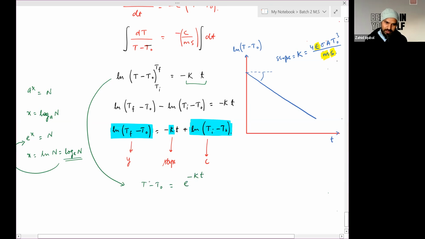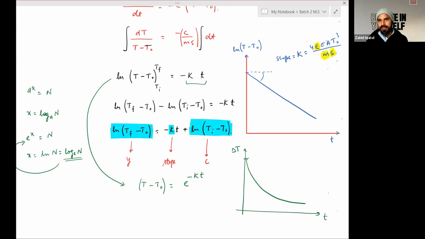So the graph of this particular function, temperature difference with time, will be exponentially decreasing like this. You'll be asked what would be the nature of the graph for ln temperature difference versus t, or simply temperature difference versus time. For log, it will be a straight line, but for the temperature difference alone, it will be exponentially decreasing.